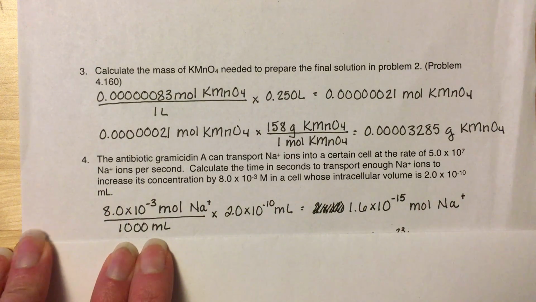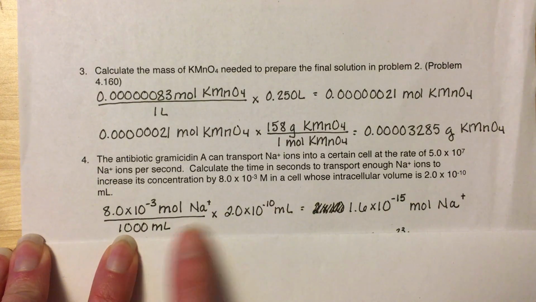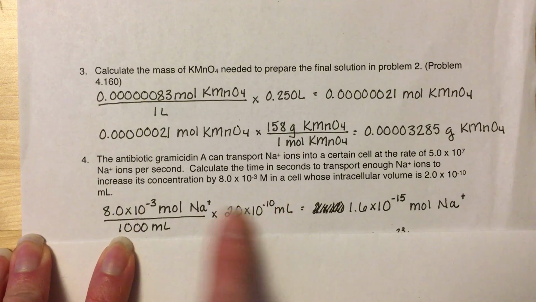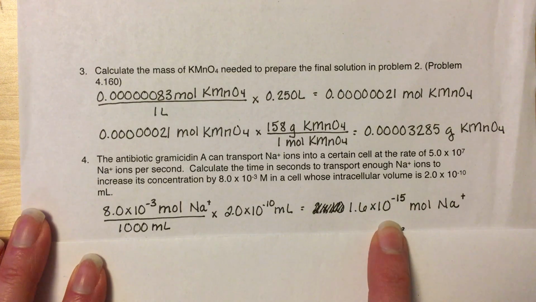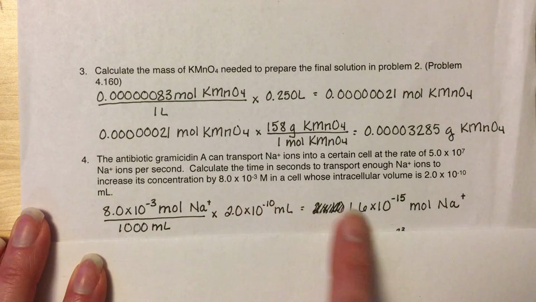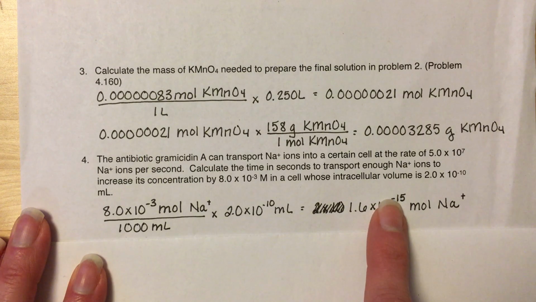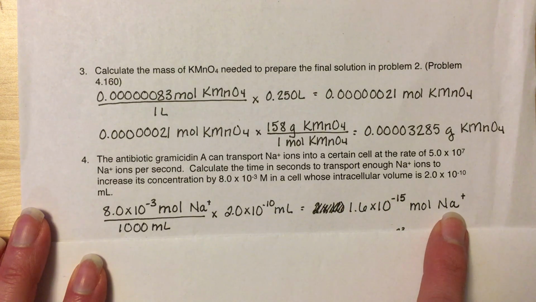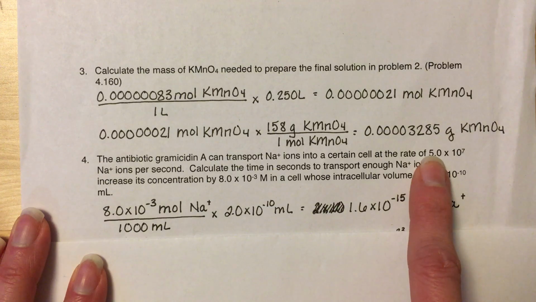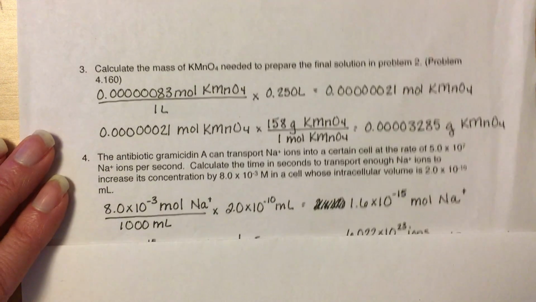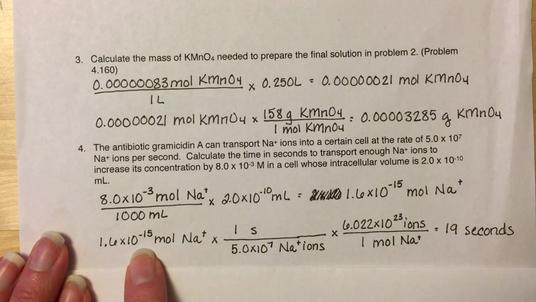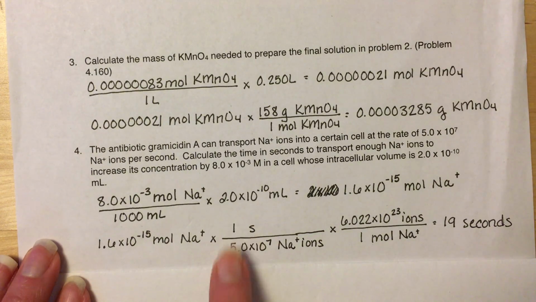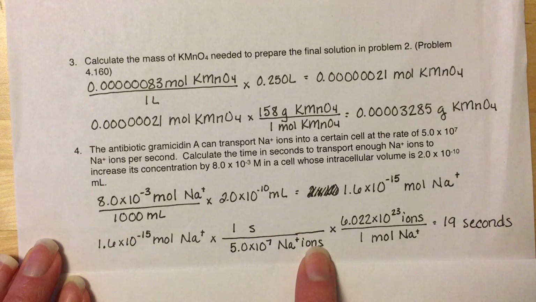I've chosen to express this in units of milliliter instead of liter, just to make it easier with this particular volume that we're given. And so this tells us that in order to increase the concentration by this amount, we need to put in 1.6 times 10 to the minus 15 moles of sodium ions. They're going in at a rate of 5 times 10 to the 7th ions per second. So I'm going to take this number and I'm going to multiply it by the rate. 1 second for every 5 times 10 to the 7th sodium ions.